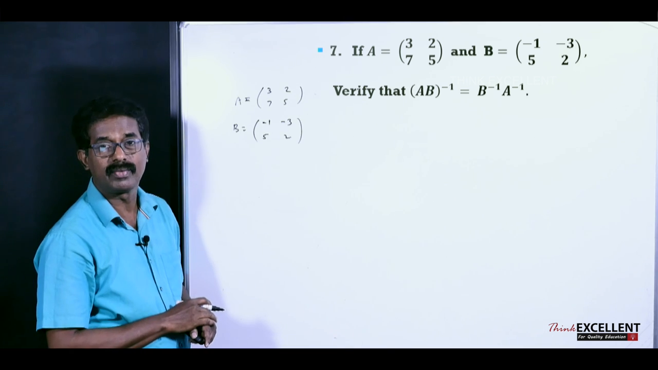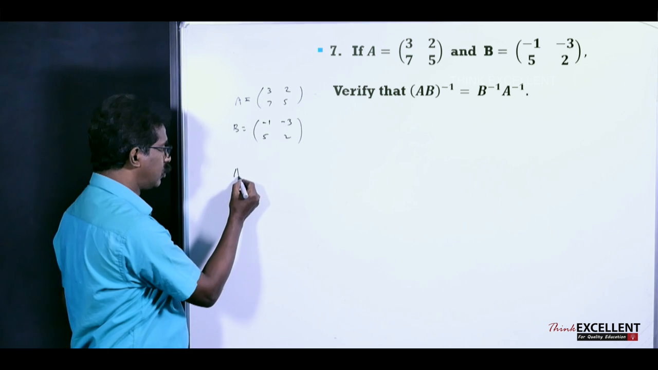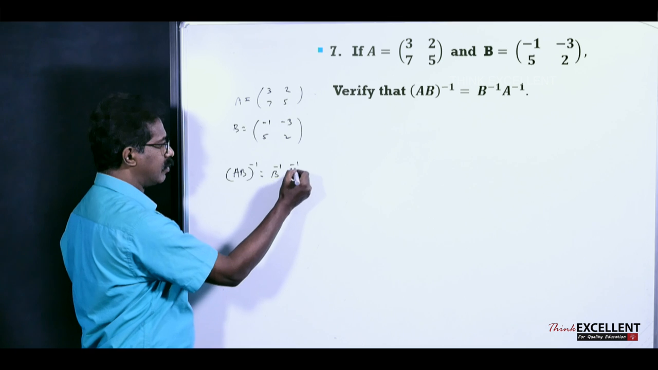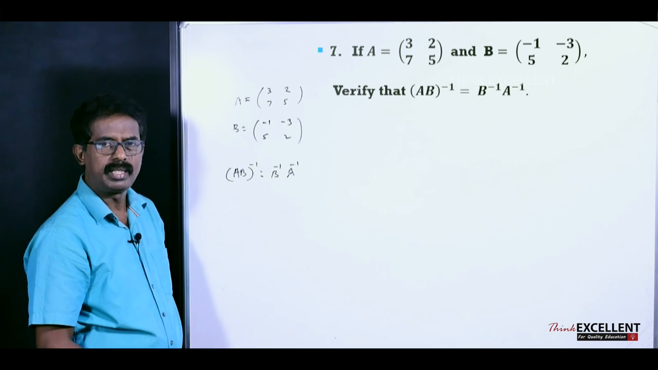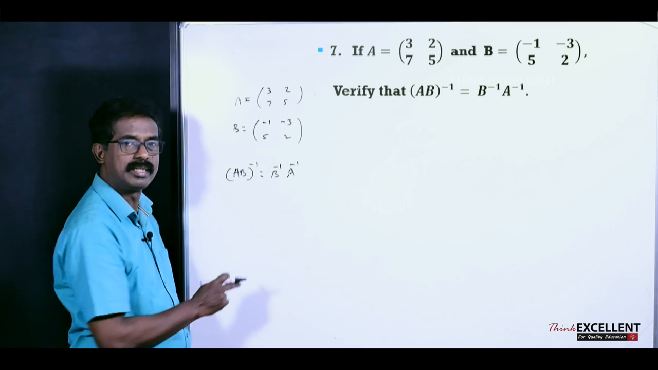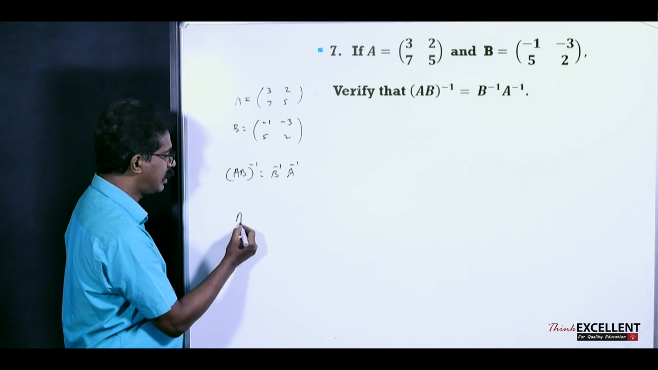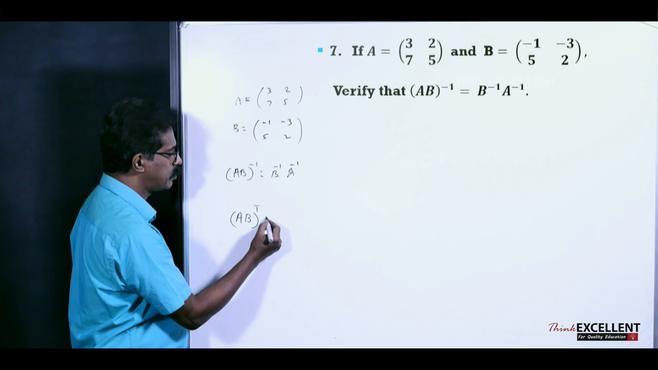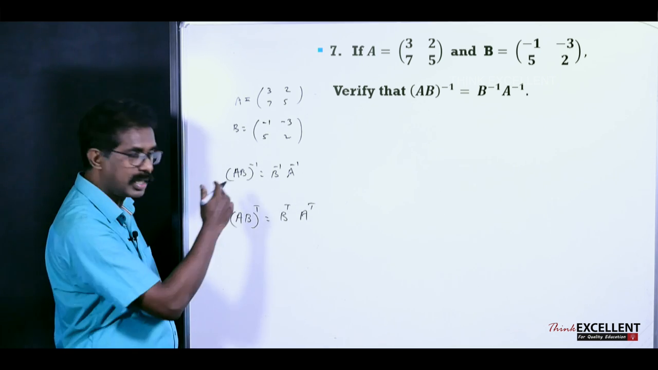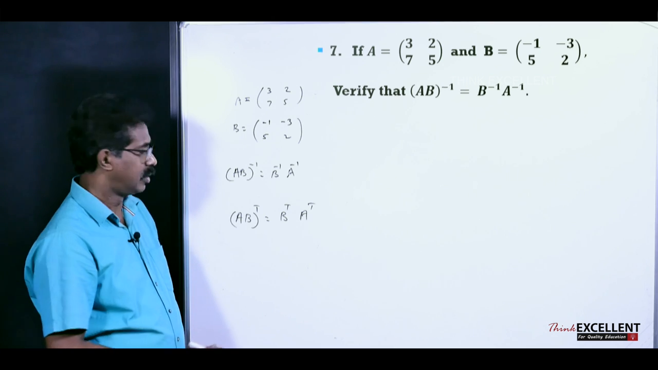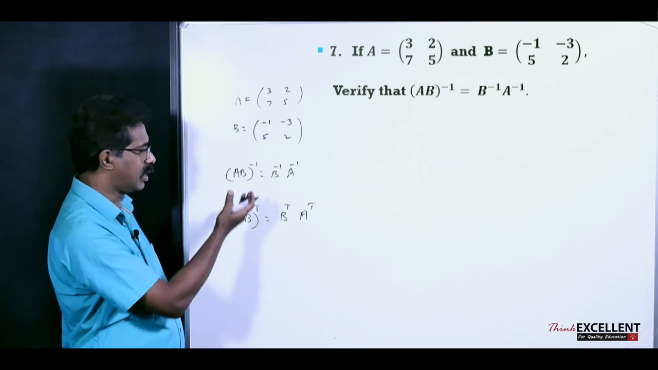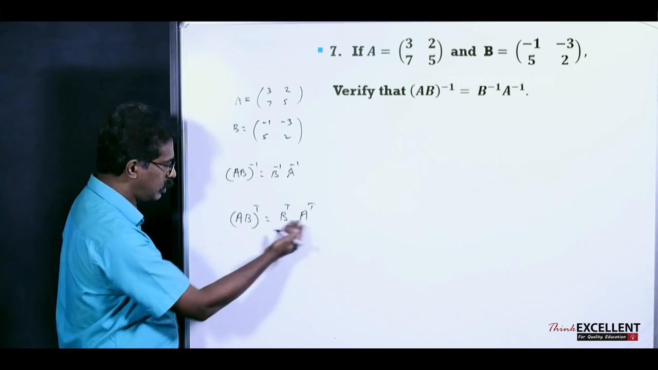Verify, what did they ask to verify here? (AB) inverse is equal to B inverse into A inverse. Did you do a sum like this in 10th standard? Yes, instead of inverse, transpose, right? (AB) transpose is equal to B transpose into A transpose. Even that question they can ask here. So same method here. Instead of transpose, what is there? Inverse.